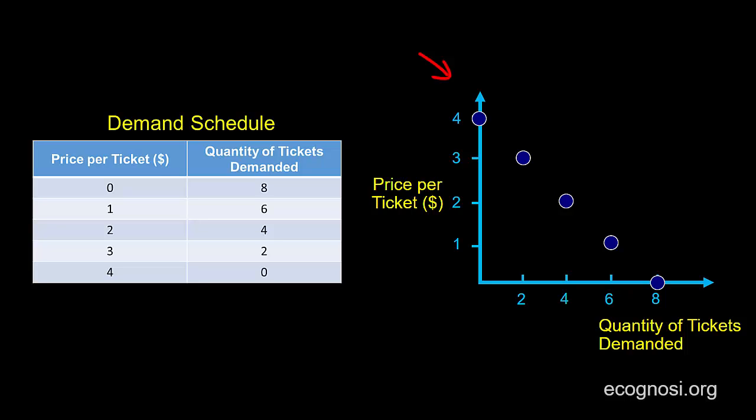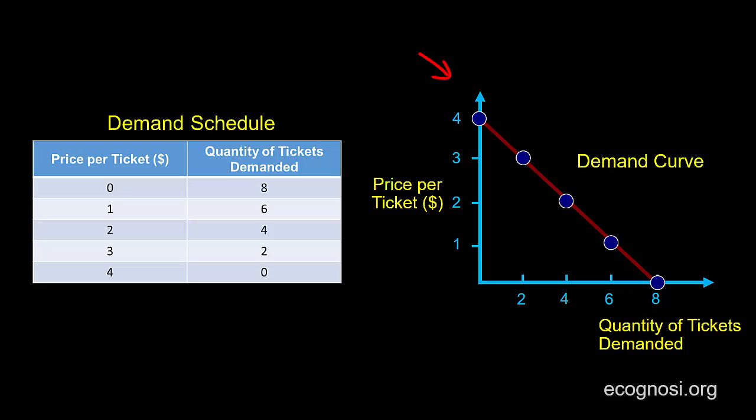If we were to draw the curve that connects these points, we would get this straight line. And this is what we call the demand curve. A curve showing the relationship between the price of a good and the quantity demanded. Notice that we got a downward sloping demand curve, which is indicative of the negative relationship between price and quantity demanded. In other words, a rise in price results in a fall in quantity demanded, and vice versa.